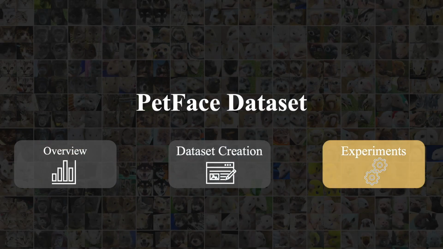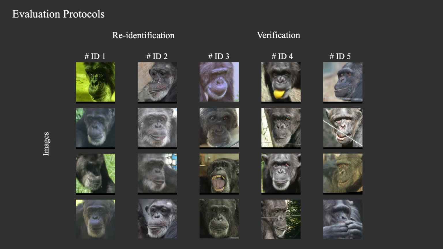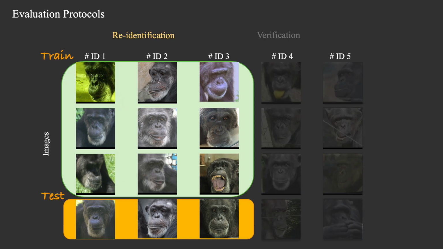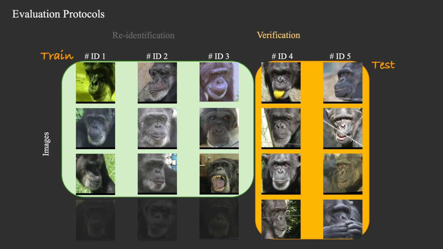Lastly, we present the experiments conducted with our dataset. We introduce two principal evaluation protocols: re-identification for seen individuals and verification for unseen individuals. Re-identification is to assess the model's ability to accurately recognize and associate test images with the correct identities from the training dataset. Verification involves assessing whether the model can identify unseen individuals. This means that we use different identities during the training and testing phases.